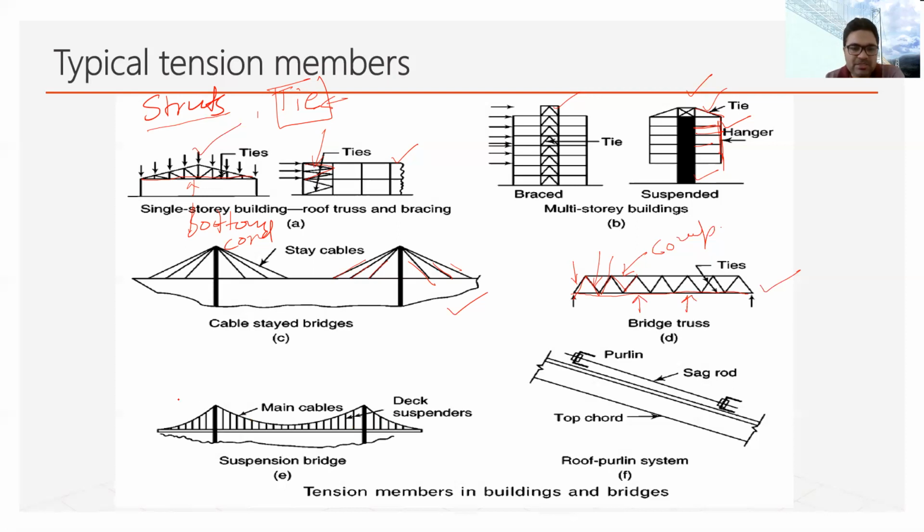Similarly, in case of a suspension bridge, this cable is also in the tension. Also in case of a truss, we use purlins. To connect them, we generally use a sag rod. So this sag rod is also under the tension. While connecting the purlins, we use this sag rod. So all these applications we can find for the tension members in the building.